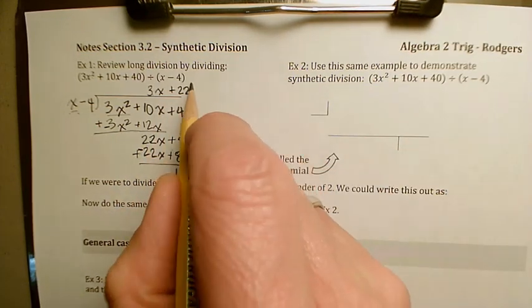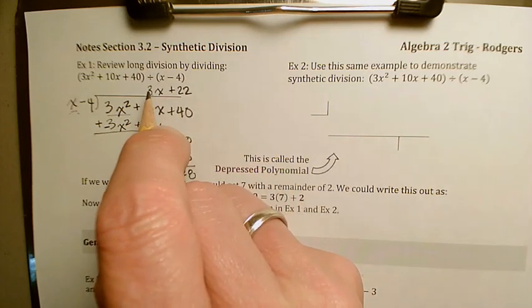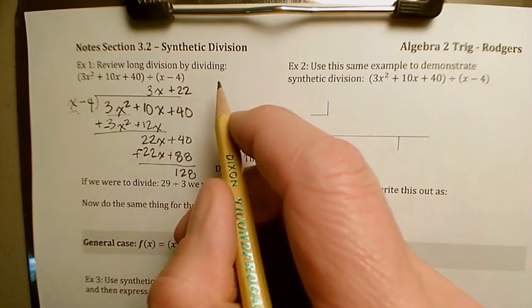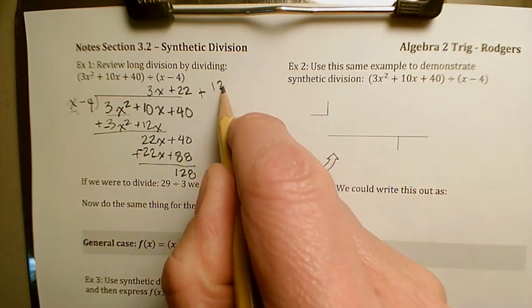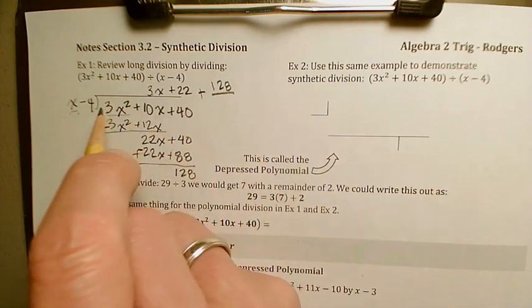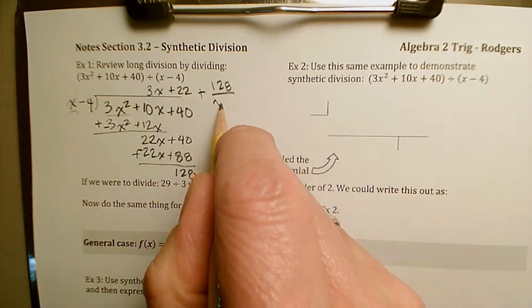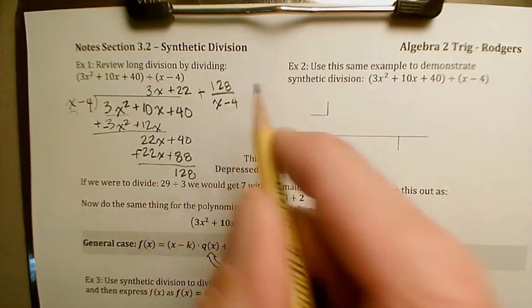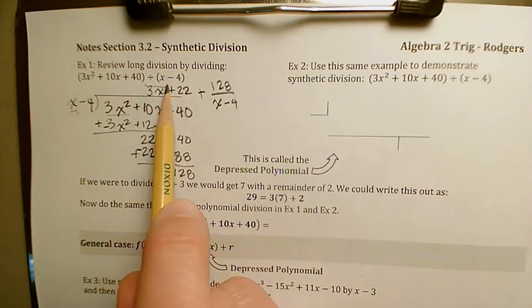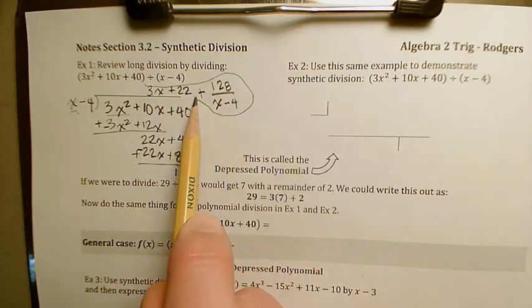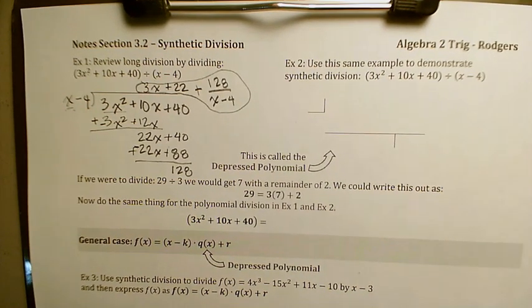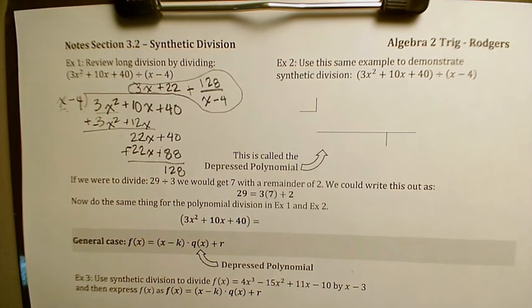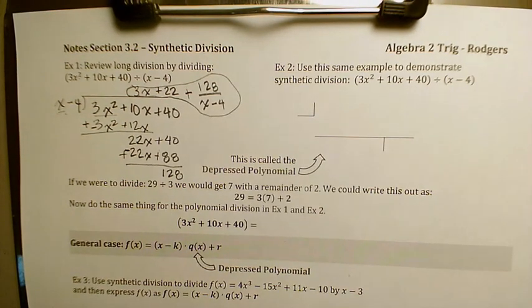What do we do with this number down here? We say the answer is 3x plus 22 plus 128 over the divisor, x minus 4. Okay, so the answer is basically all of this. All right, so now let's talk about doing the same thing with a shorter, quicker way called synthetic division.